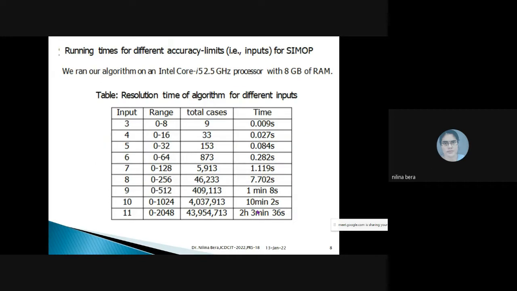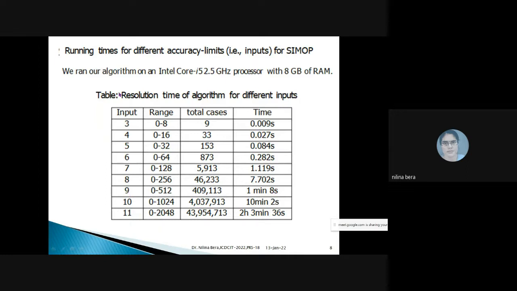Now, the running time of the CMOP algorithm. Just check the input, simply x equal to 3. So obviously 2 to the power 3 is 8, so the sample is 8, and a total of 9 cases are there. So the time is negligible. Now, even if the input is, suppose, 9, that means the sample is 2 to the power 9, that means 512. Total CMOP cases, the total number of different ways we can create the CMOP sequences, altogether comes to about 4 lakhs. Still the time is really good, simply 1 minute 8 seconds.